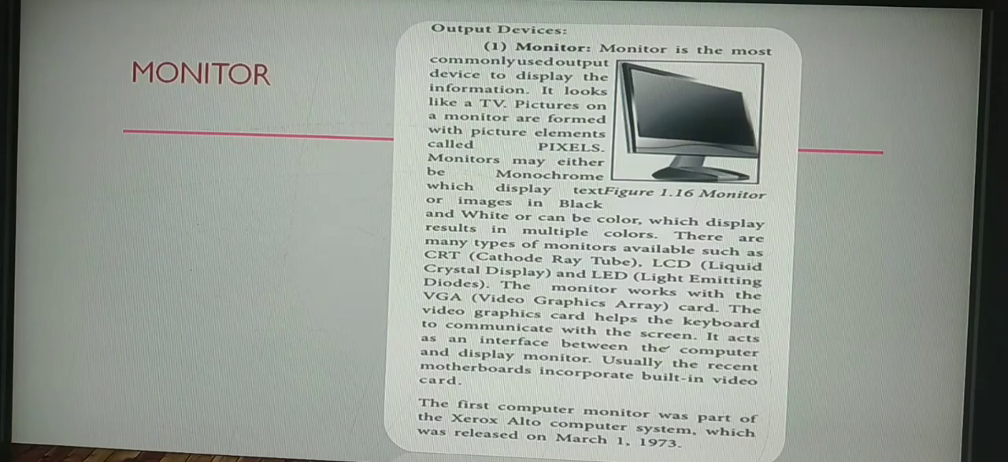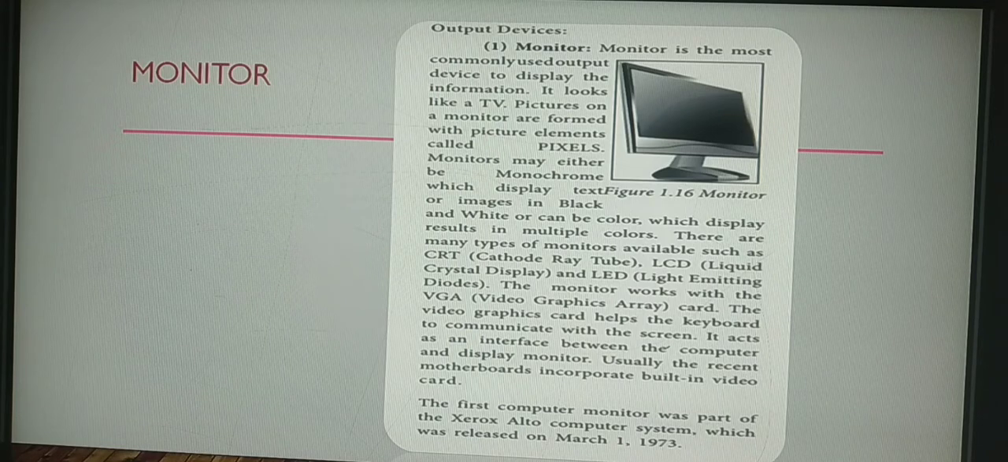Write the significant features of monitor. So monitor is an output device. For that you have to move to page number 8 in your book. There you will have your monitor paragraph. Mark that paragraph in full. Here they have asked the features, so you have to write the whole para, although it is for a 3 mark question.